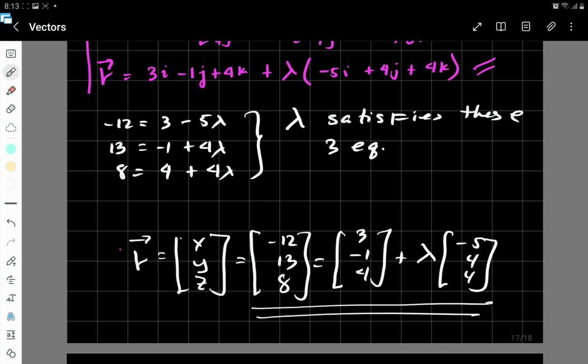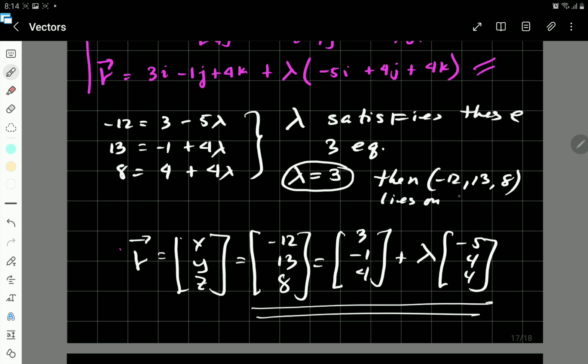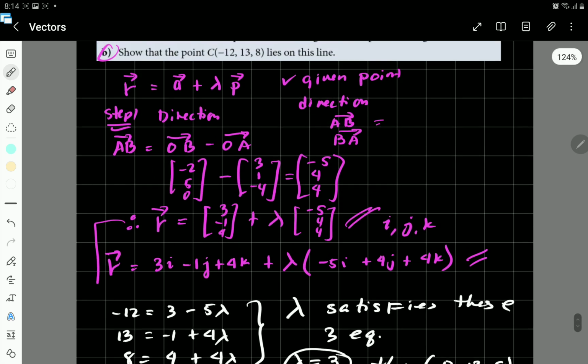If you solve this, you will get lambda equal to 3. You can try to solve it, and that's actually equal to 3. Therefore, you're going to say, since lambda is equal to 3, the point negative 12, 13, 8 lies on the line. So that's how you're going to do it. Again, let's just summarize.